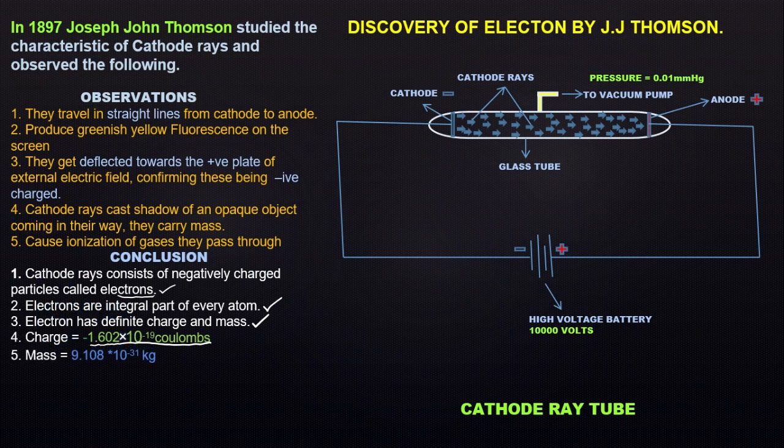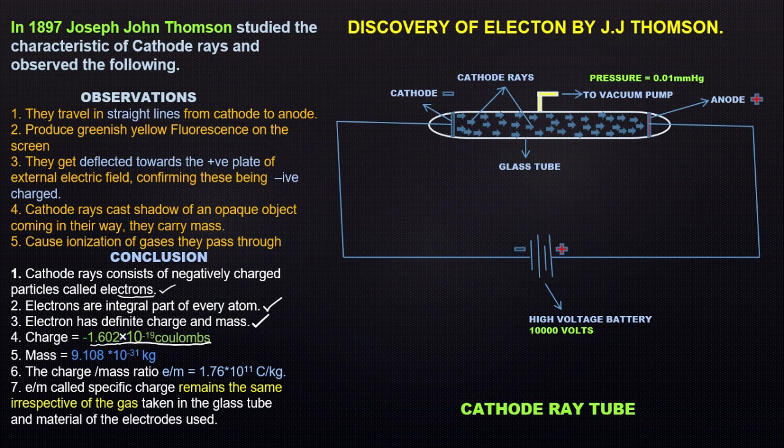After that, the mass of an electron is 9.108 into 10 to the power minus 31 kg. This is a very, very small mass. When you compare this mass with a proton or neutron, you will see that it is very small. The charge by mass ratio, which is also called specific charge, is just the ratio of charge over mass. For the electron, it is 1.76 into 10 to the power 11 coulomb per kg. This is called specific charge.